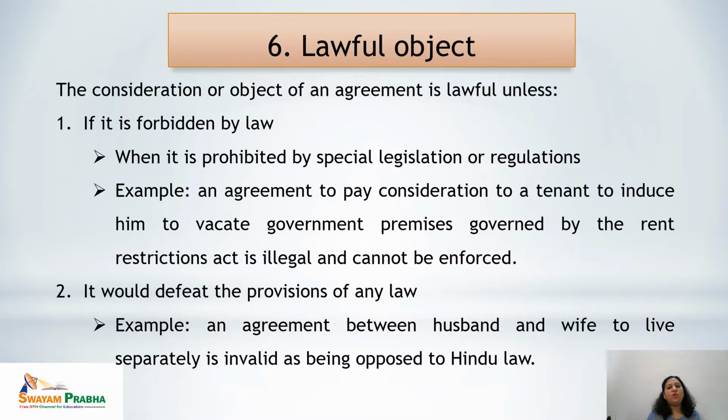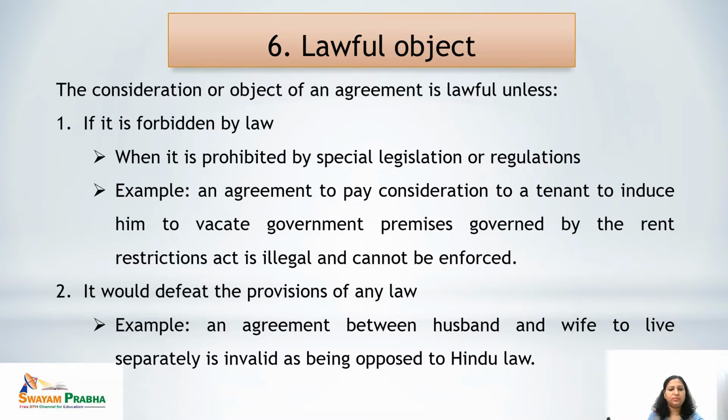Again, if A contracts with B to smuggle some goods to another country, this type of contract where the smuggling is involved, where the goods are to be smuggled, these types of contracts are also forbidden by law. They are against the special legislation and the regulations. So in short, we can say the acts which are forbidden by law, which are specially restricted by legislations or regulations, involve the unlawful consideration or unlawful object, and are considered to be invalid contracts.